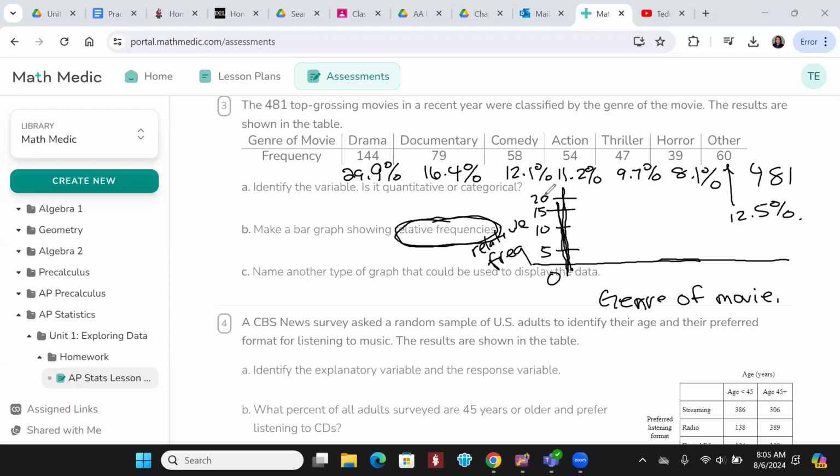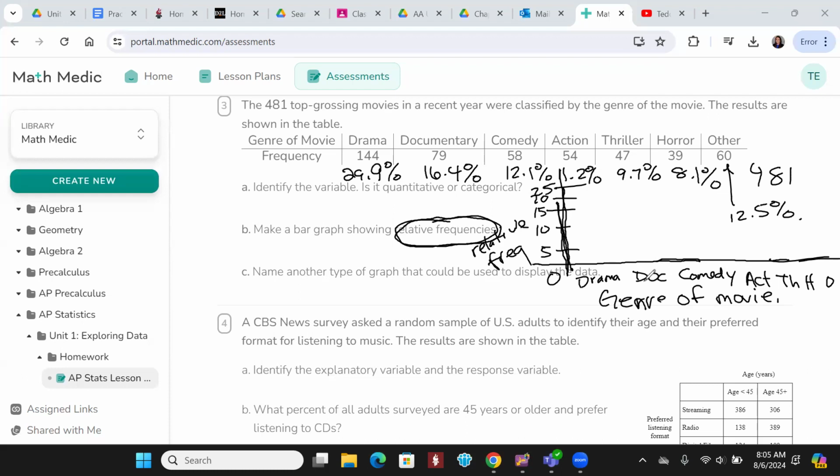Mine's going to look a little janky. I apologize. It's fine. We're just gonna work with it.